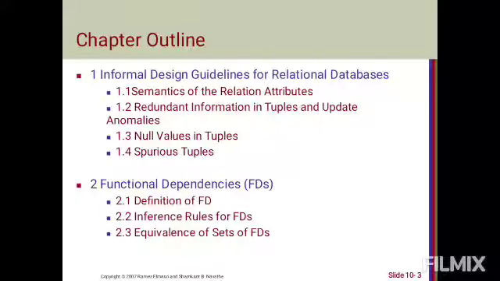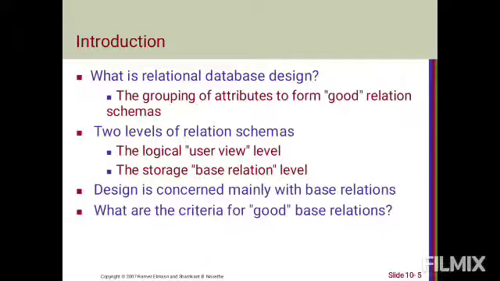First, we look at the informal guidelines of relational database design. There are mainly 4 guidelines we need to know before designing our database: semantics of the relational attribute, redundant information in tuples and update anomalies, null values in tuples, spurious tuples, etc.